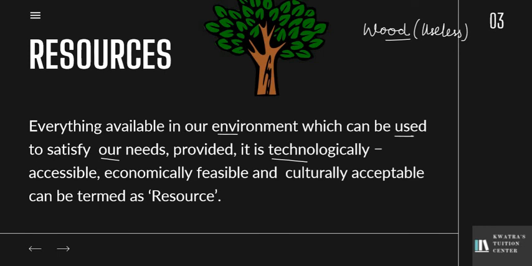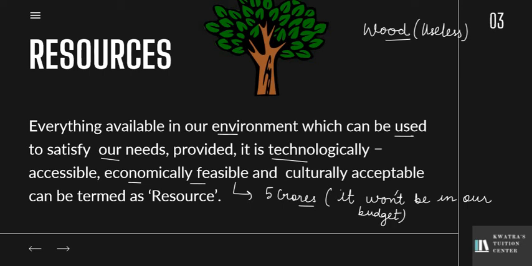Okay. Then it should be economically feasible. Now suppose I'm giving you that technique, I'm telling you how you can create an even base on your wood, but I'm telling you that this technique will cost some 5 crores. So such a technique is actually economically not feasible. It's not economical, as in it won't be in our budget. Not everyone would be able to afford it, right? So resources are supposed to be affordable.